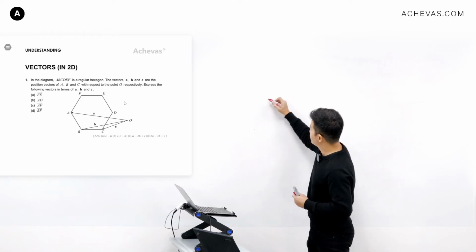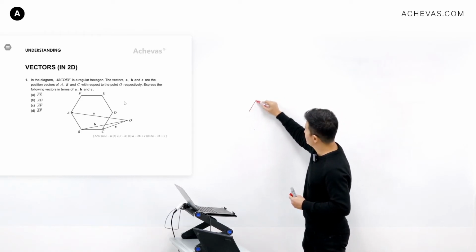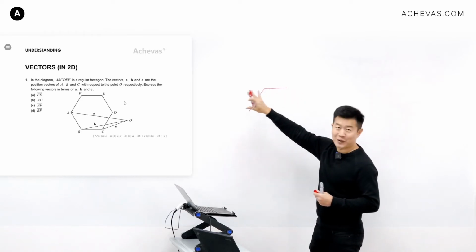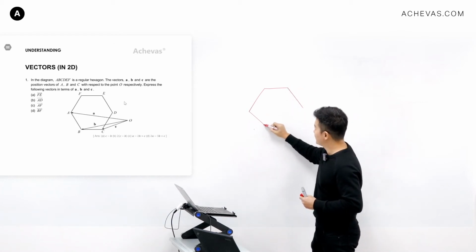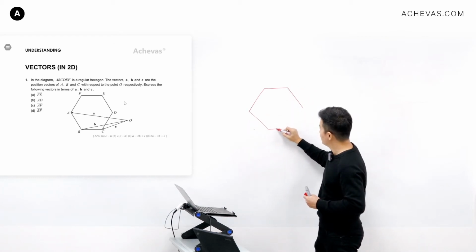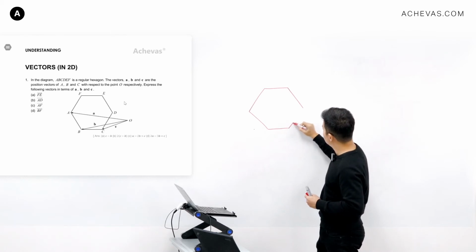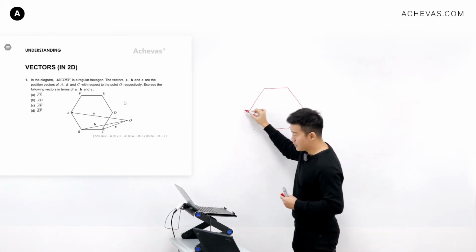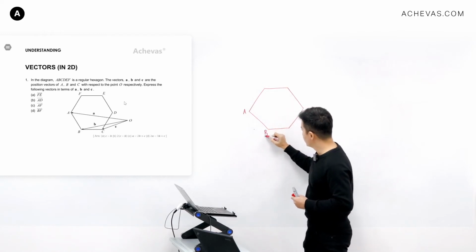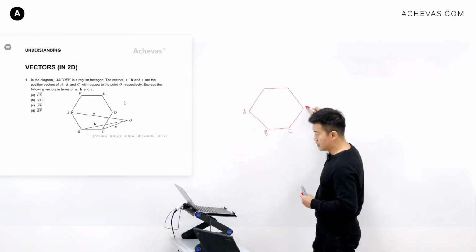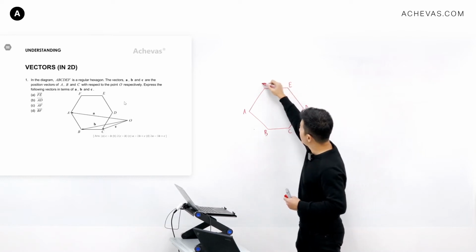So for this regular hexagon, let me just do a quick sketch of it here. It may not be as regular as what I have there, but I'm going to just take it as if it is a regular hexagon. So we have this. For this regular hexagon, this is A, this is B, C, then we have D, E, and F.